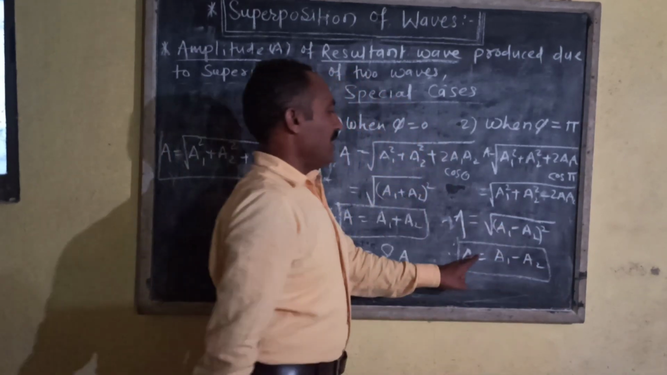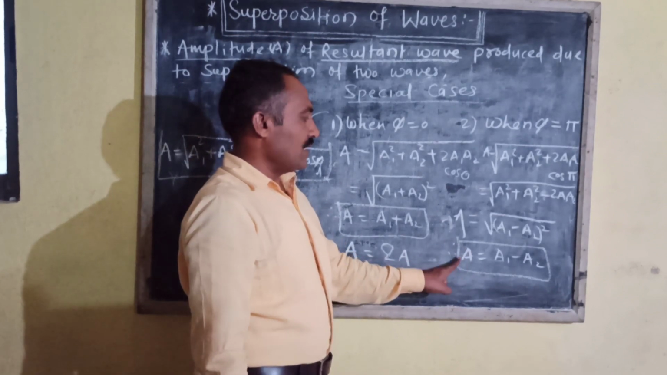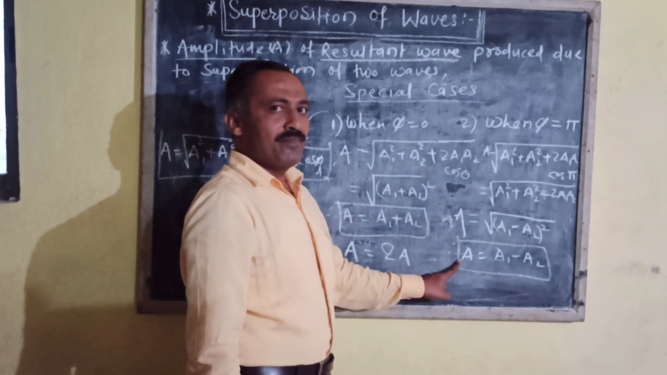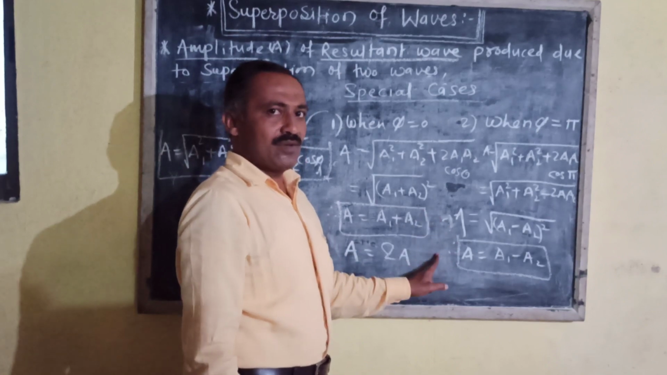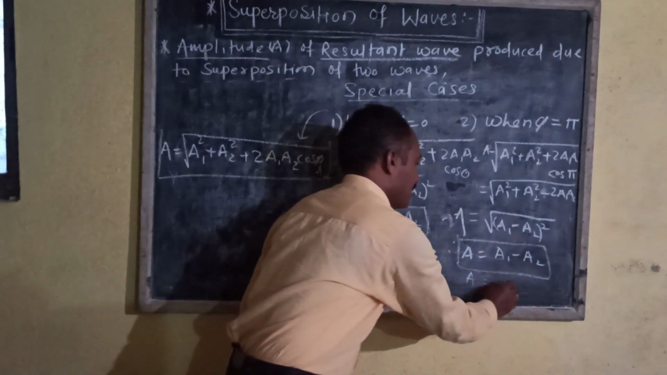That means when two interfering waves are out of phase, the resultant amplitude is minimum, and when the two interfering waves have the same amplitude, then A is minimum and is equal to 0.